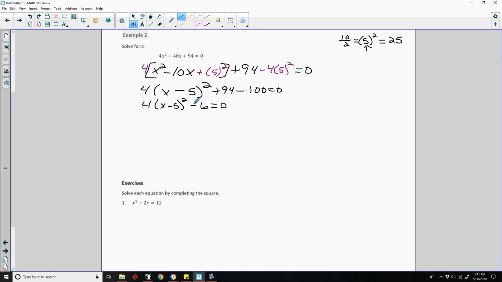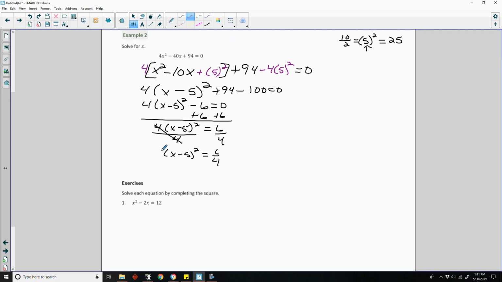So now I'm going to get my perfect square. Actually, I want to solve for x now. Okay, so I'm going to add 6 to both sides. And that's going to give me 4 times x minus 5 squared equals 6. Divide both sides by 4. And these cancel. And I get x minus 5 quantity squared equals 6 over 4.